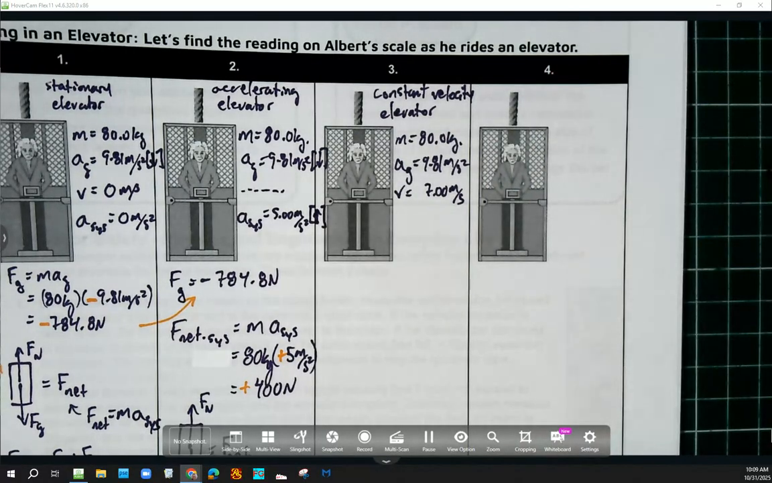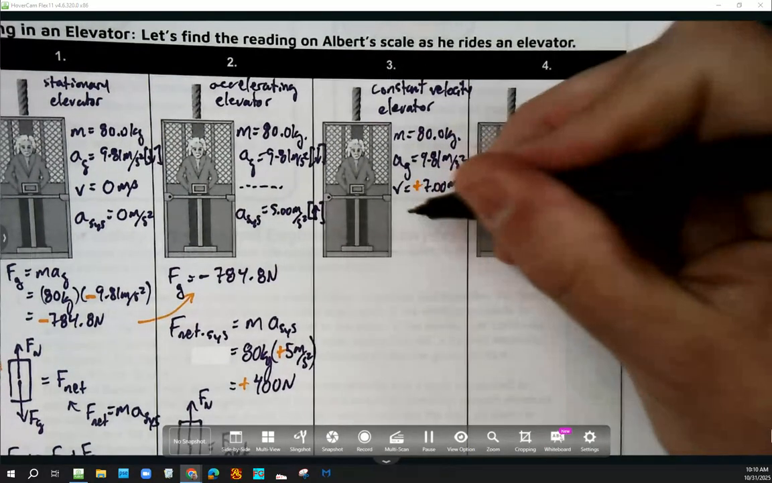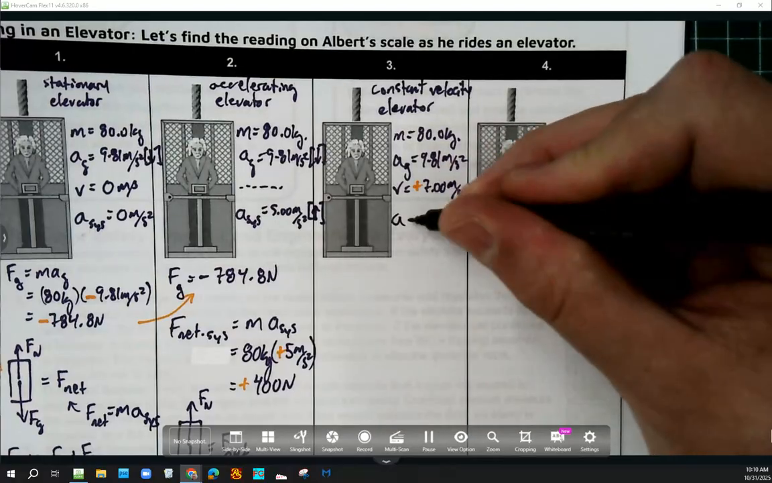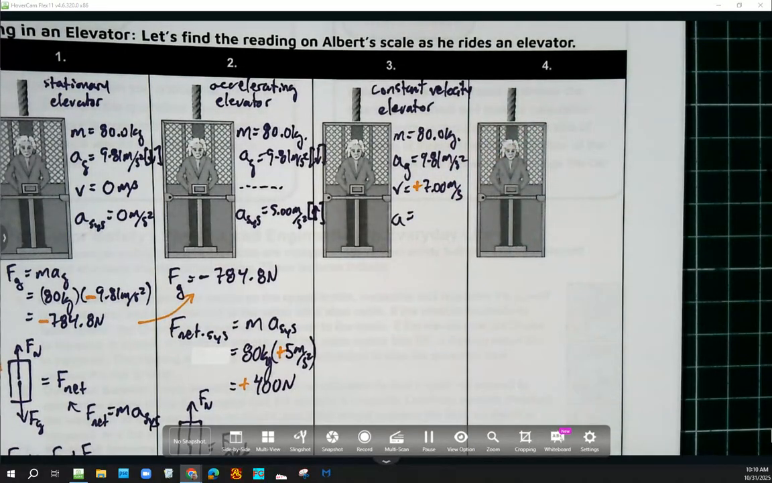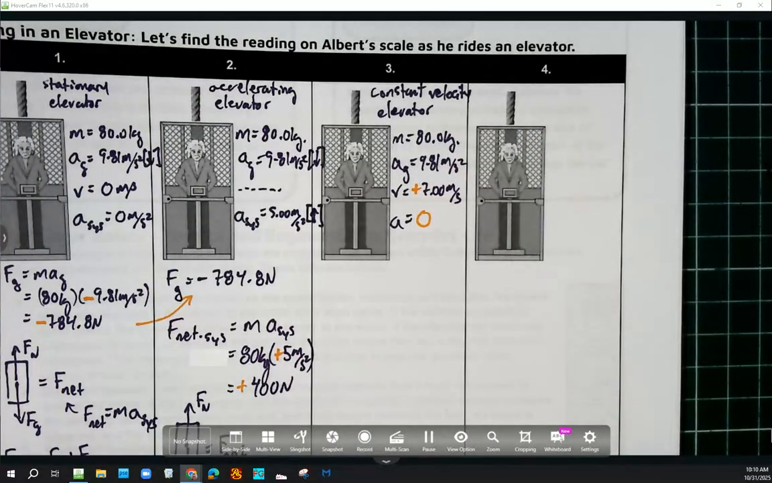So I think I'm just going to say, well, if it's up, it's going to be positive. Let's write it a little bit differently this time in our givens. Now, if it's going at a constant velocity, what's the acceleration of this elevator? 0. Constant velocity means 0 acceleration, 0 meters per second squared.